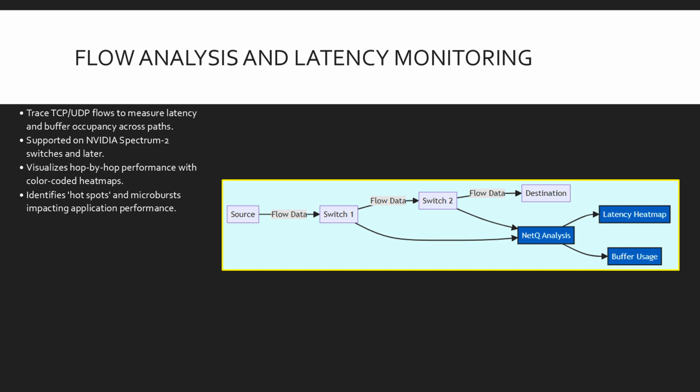This diagram depicts a flow analysis session. Data flows from source to destination, passing through switch 1 and switch 2. As the flow traverses the network, each switch sends flow data, including timestamp and buffer stats, to the NetQ analysis engine. NetQ processes this to generate a latency heatmap and buffer usage report, allowing you to visually identify which specific hop in the path is introducing delay.